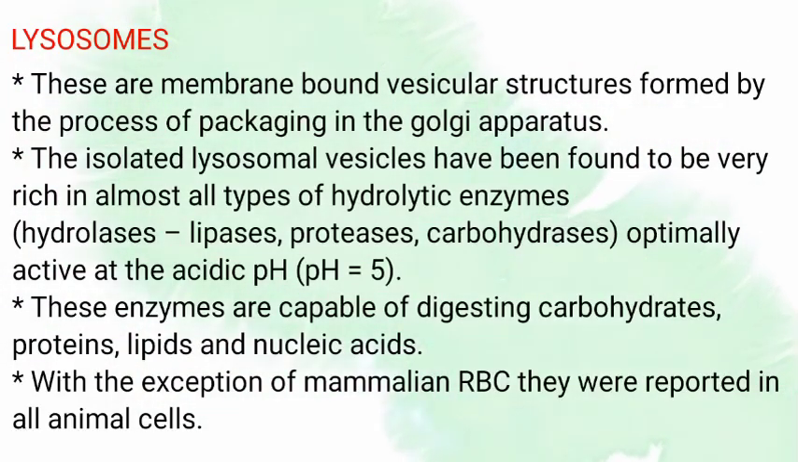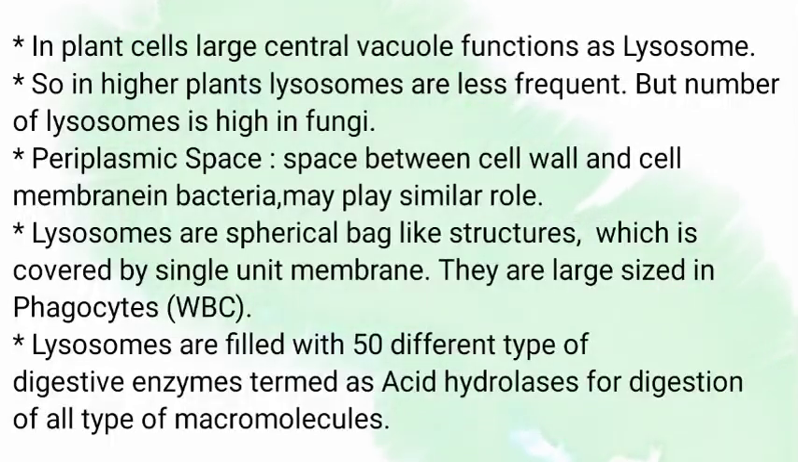With the exception of mammalian RBC, they were reported in all animal cells. Lysosomes are rich in all types of hydrolases and those are active at pH 5. In plant cells, the large central vacuole functions as lysosome. So in higher plants, lysosomes are less frequent, but the number of lysosomes is high in fungi. Periplasmic space, the space between cell wall and cell membrane in bacteria, may play a similar role.